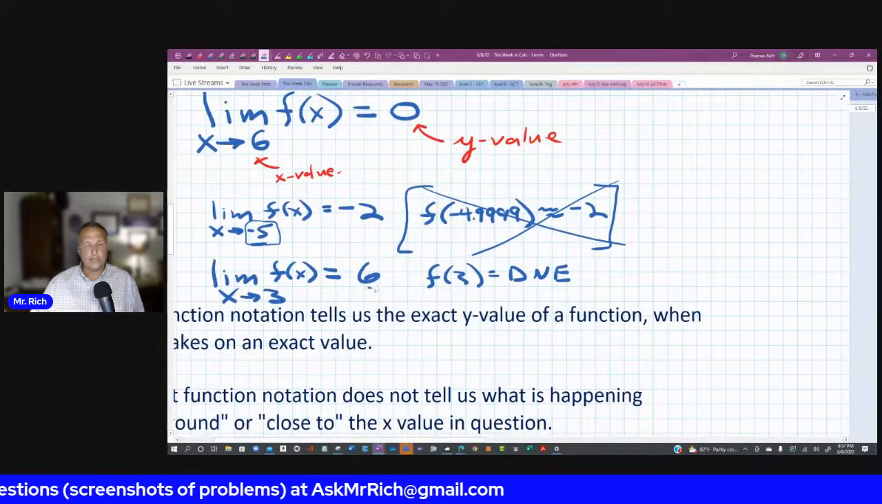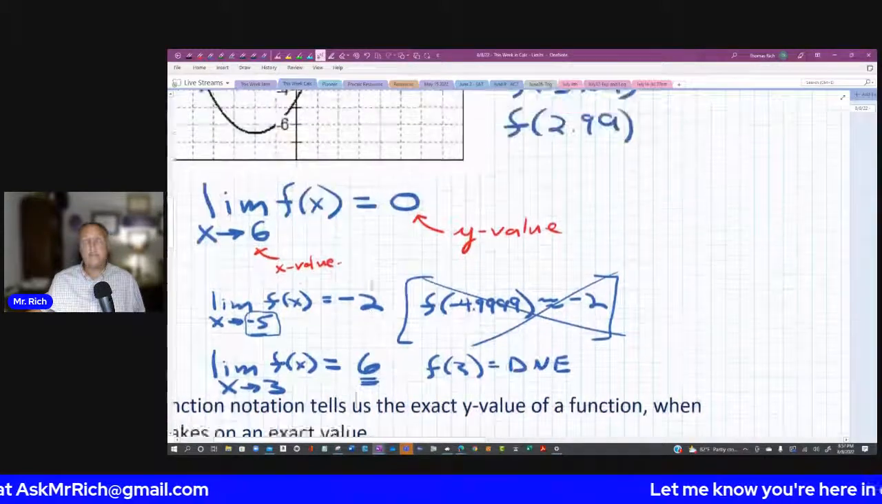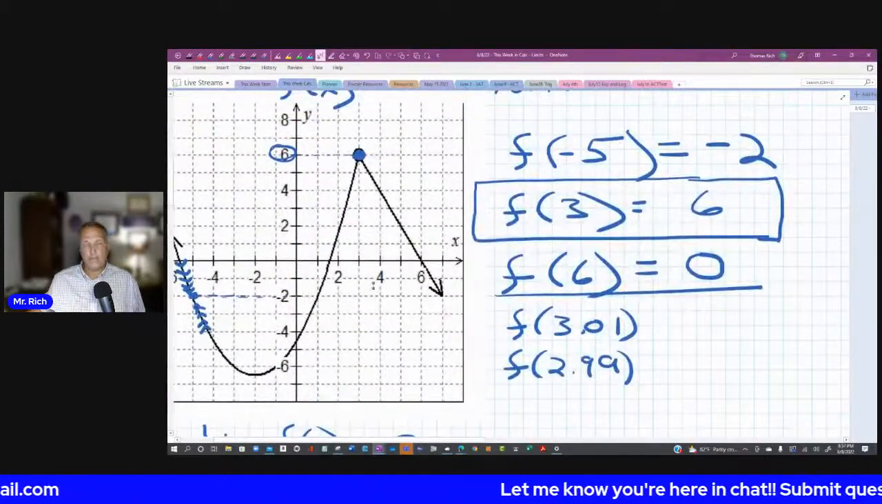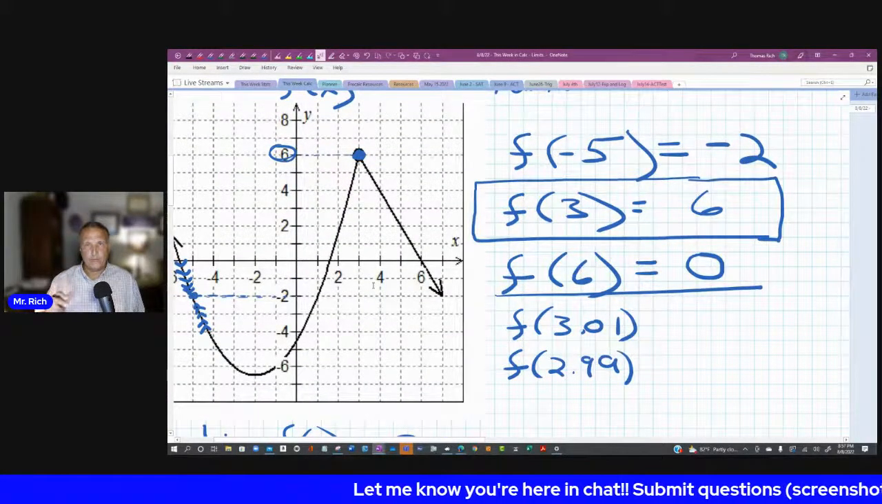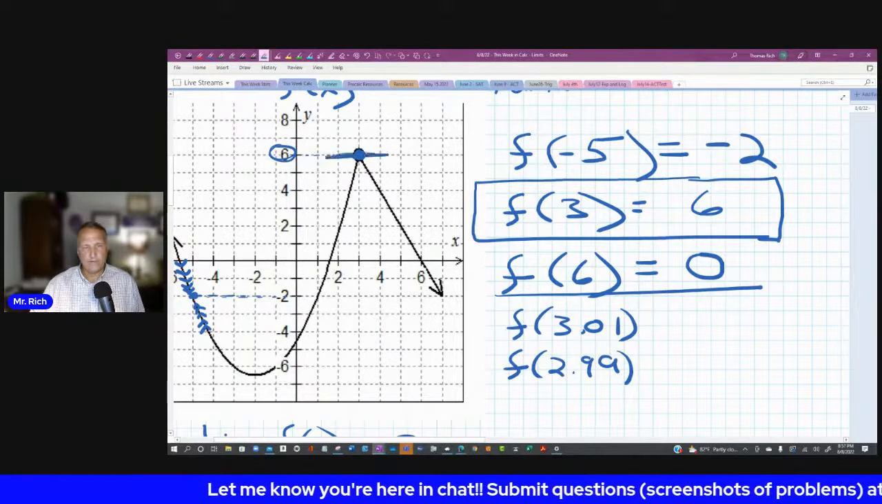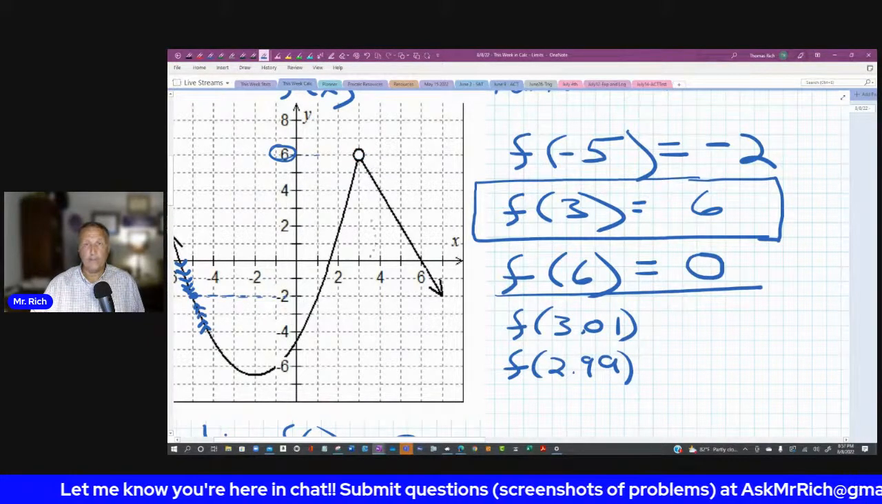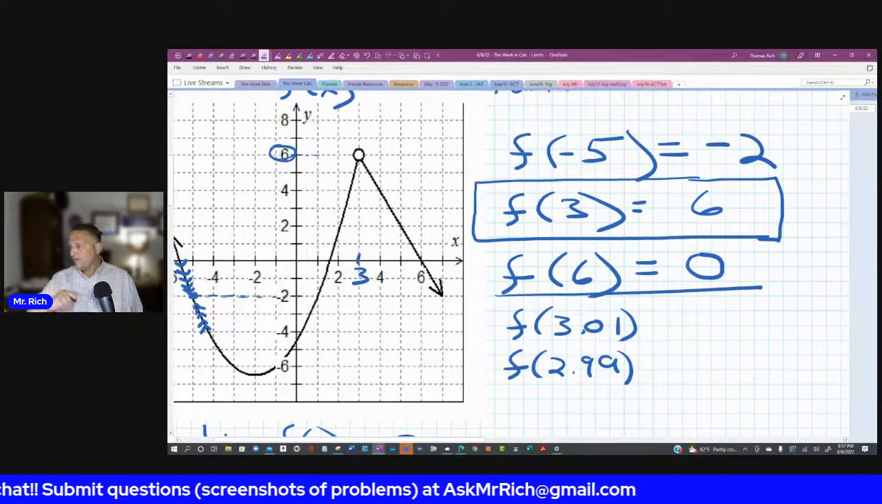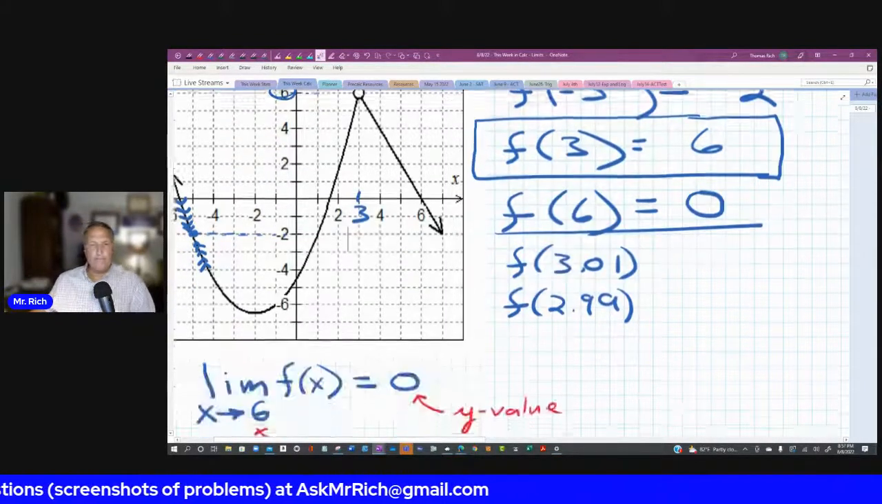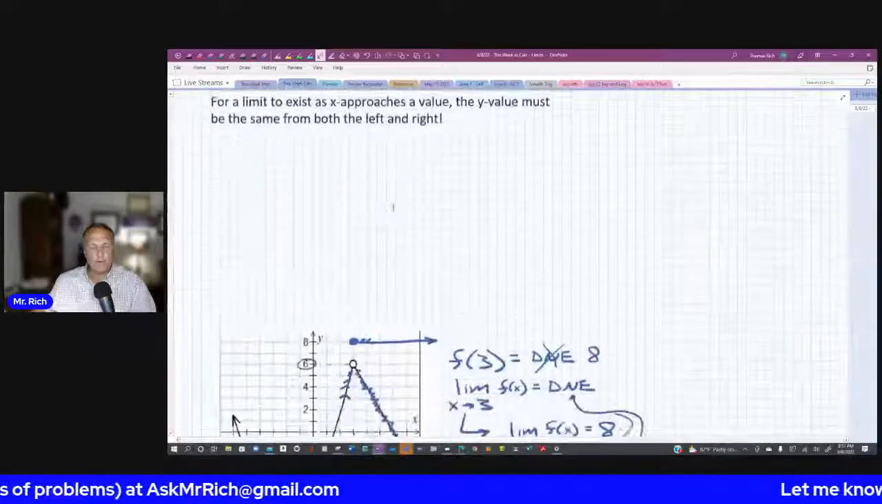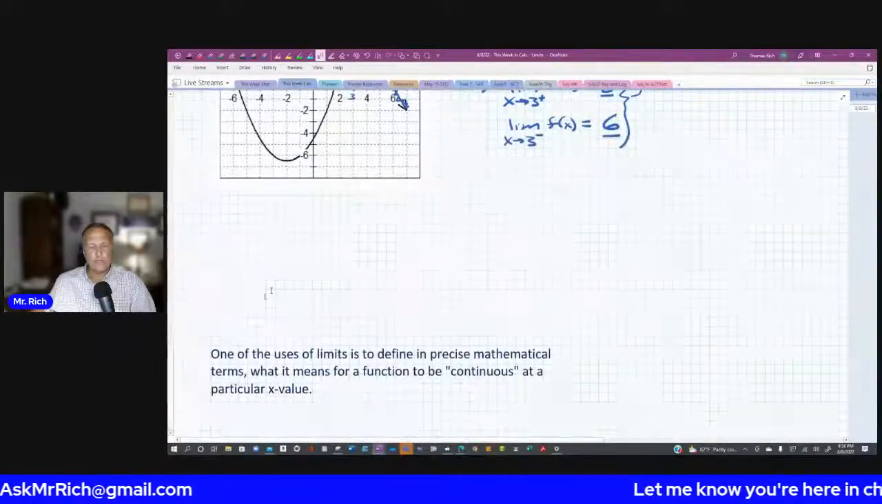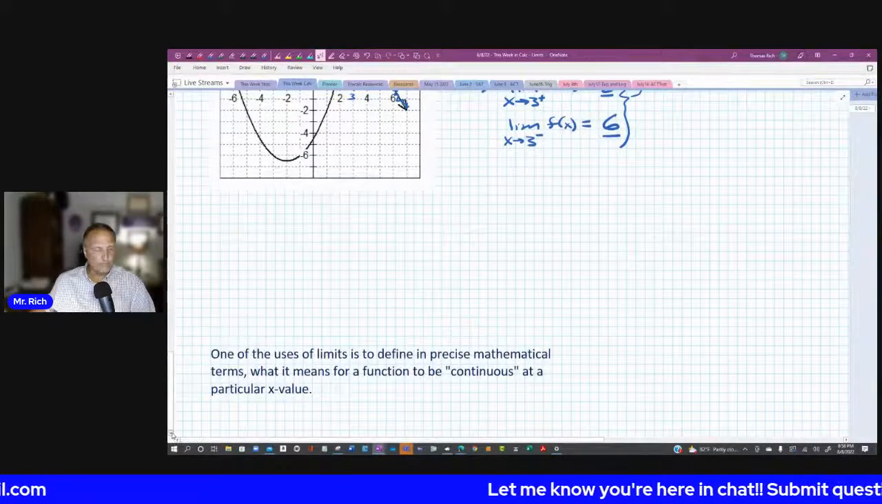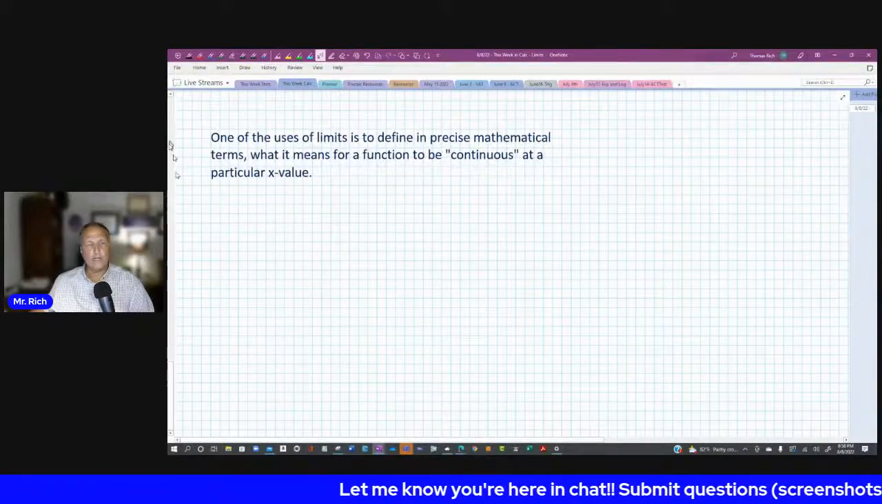That's not going to change at all because the limit is not talking about what happens when x is 3, but when we get close to 3. And whether that's filled in or not, that's not going to affect the limit at x equals 3. All right, so now we'll wrap this up by saying, okay, where are we going to use this? We're going to use this to define what we call continuity.